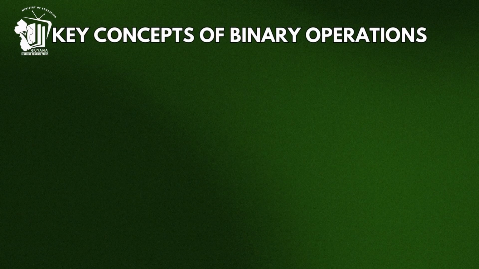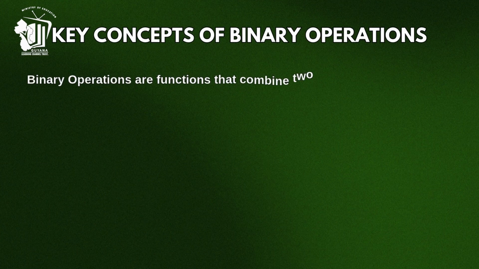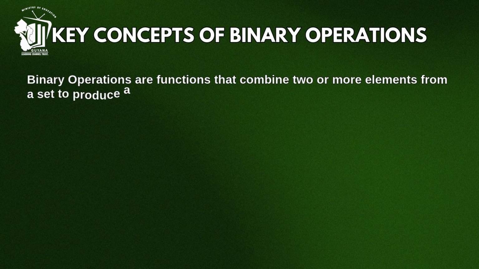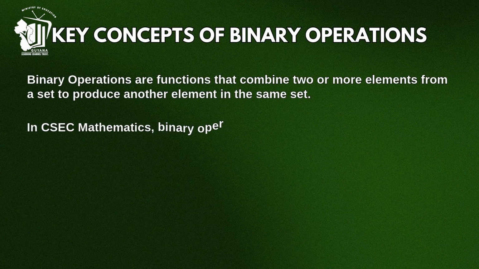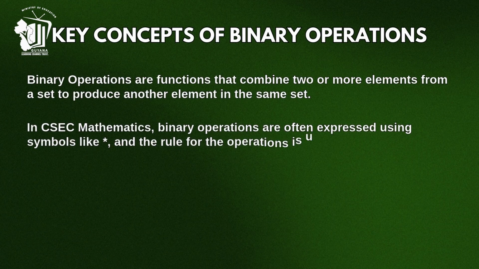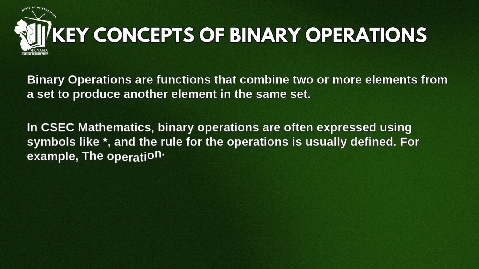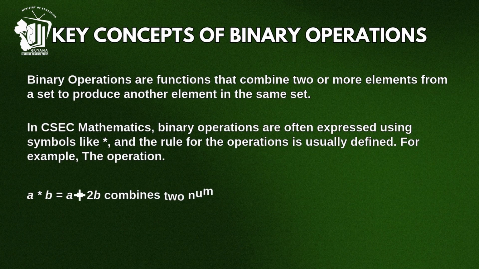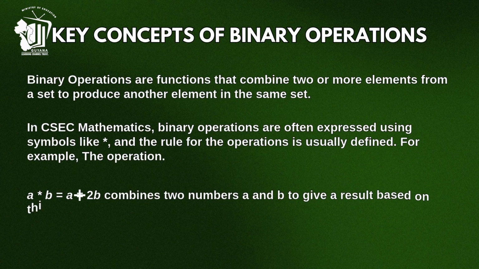What exactly do we mean by binary operation? So binary operations are functions that combine two elements from a set to produce another element in the same set. And in CSEC mathematics, binary operations are often expressed using the symbol asterisk, and the rule for the operation is usually defined. So for example, in the operation A asterisk B is equal to A plus 2B, we see two numbers are combined, A and B, to give a result based on the formula. And the formula in this case would be A plus 2B.